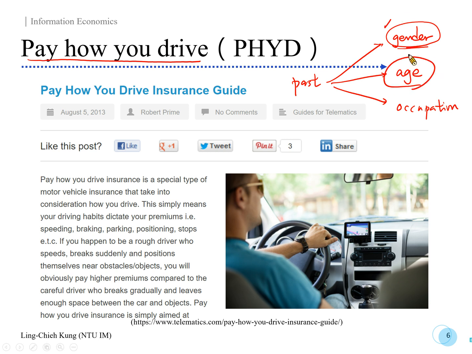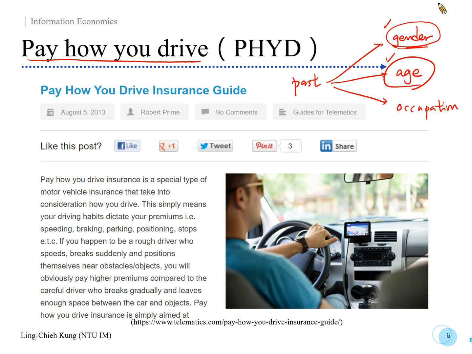Or age. If you are still young, 20 years old, 30 years old, then typically you pay higher premium than 40 years old or 50 years old. But if you get older, 60 or 70, you pay more again. Again, the company decides that because of the risk of those past records.